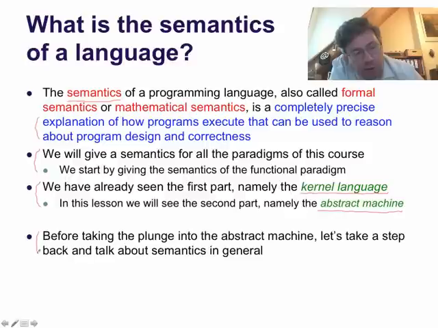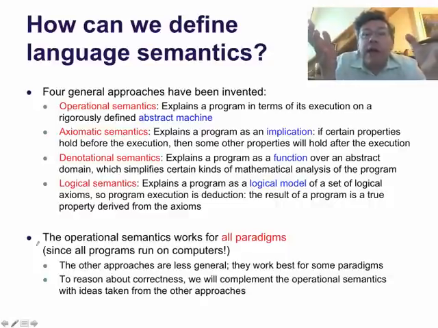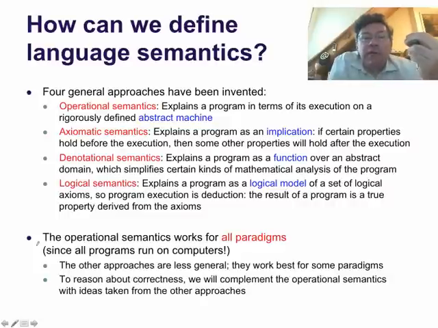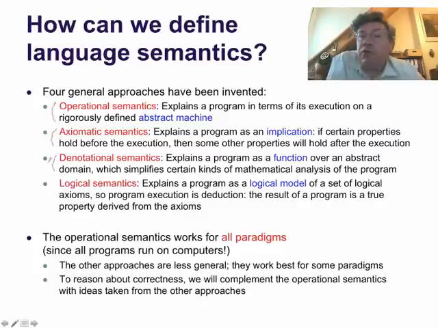Okay, before we take the plunge and look at the details of the abstract machine, let's take a step back and talk about semantics in general, just to give a very brief overview of the area of programming language semantics. So, how can we define the semantics of a programming language? Well, four general approaches have been defined for this. One called operational semantics, one called axiomatic semantics, one called denotational, and one called logical semantics. Each of them has its own way of looking at things. So let me briefly tell you the essence, the gist, of each of these approaches.